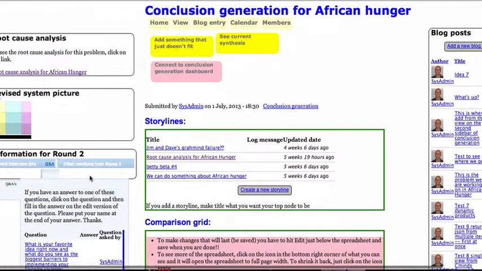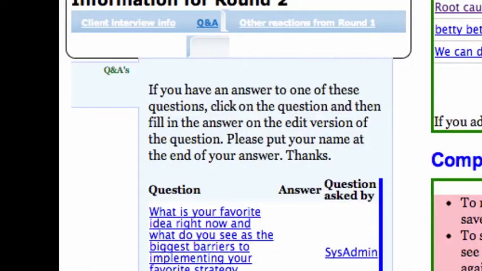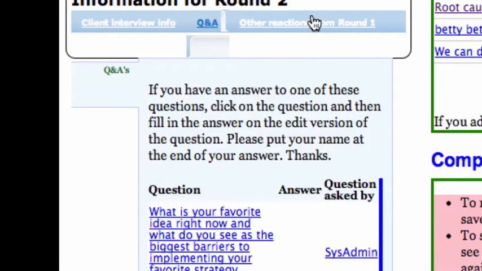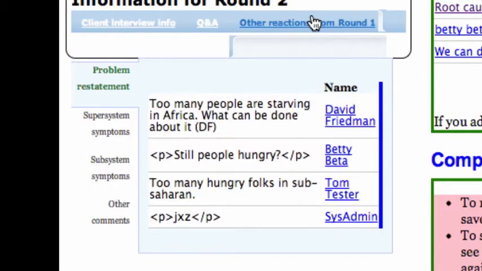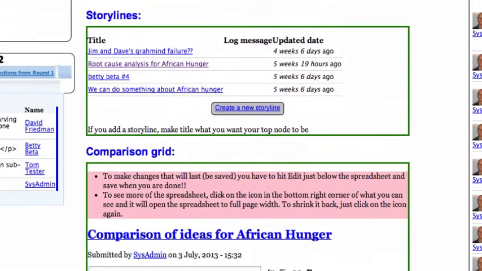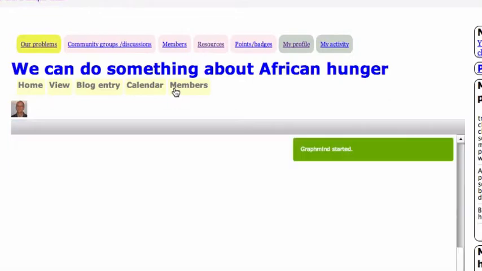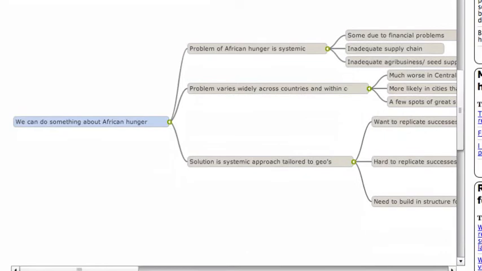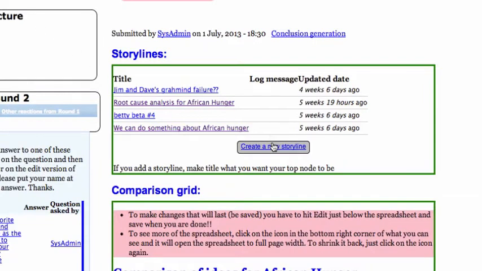They can go back and take a look at all of the information that was generated early on through the client interview, through the questions and answers, through the early reactions to round one. They can take a look at a set of storylines that participants have put together that place the argument in some logical structure, and there may be multiple versions of this which provide different ways that people are thinking about the problem. And if they want, they can create a new storyline as well.